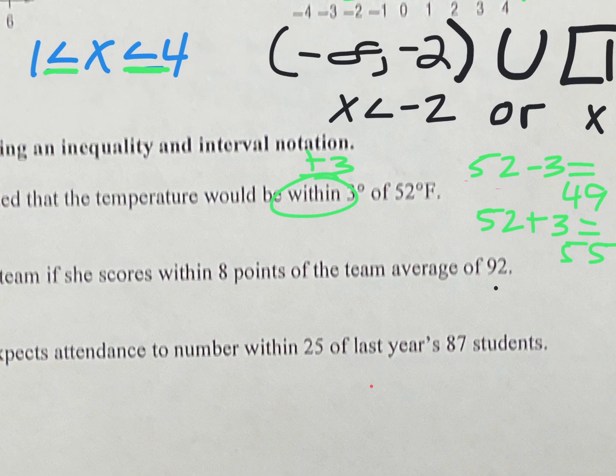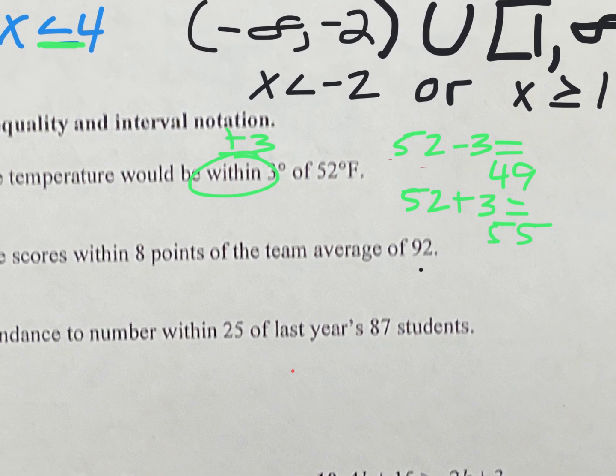Same thing for this one. When it says within 8 points, it means it could be 8 points bigger or smaller. So I'm going to give you a couple minutes to turn that into an inequality and interval notation.